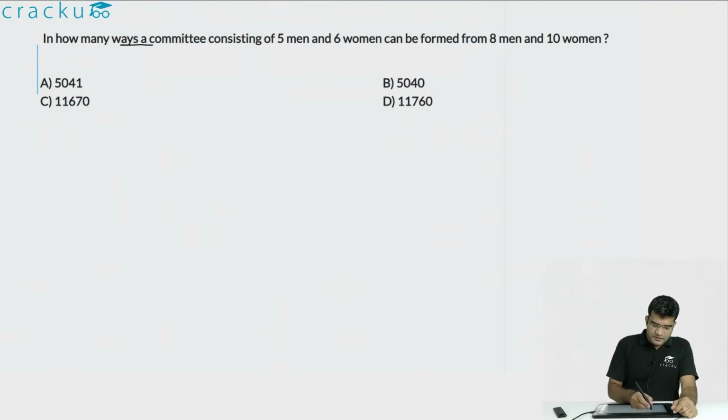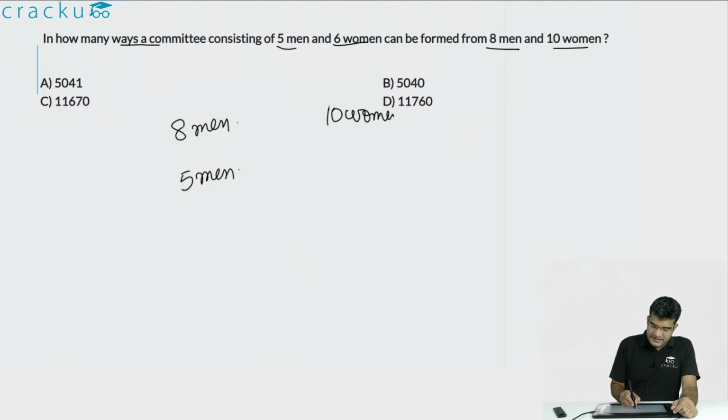In this question, we are told: in how many ways can a committee consisting of 5 men and 6 women be formed from 8 men and 10 women? So the total number of men is 8, and from this we have to select 5 men. Similarly, the total number of women is 10, and from this we have to select 6 women.